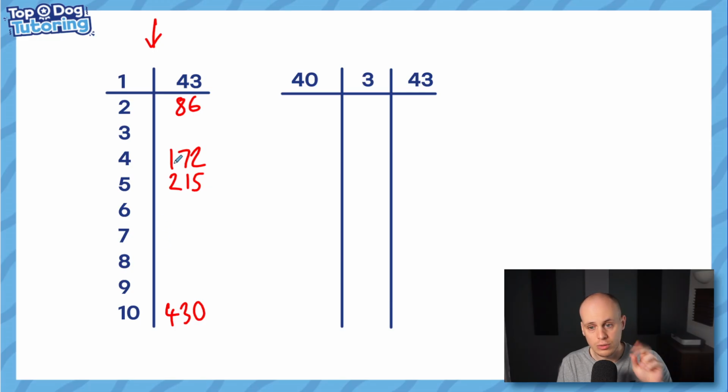Double 100 is 200. Double 70 is 140. So we're on 340 now altogether. Double 2 is 4. So we're on 344 altogether. That's how I double in my head. You might do it a bit quicker, but that is how I'm breaking it down each time.